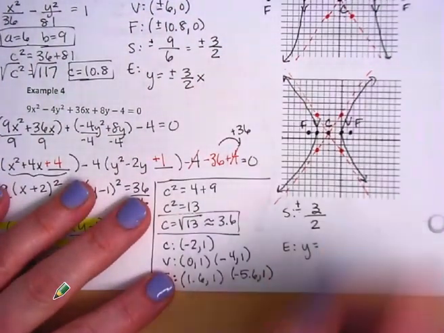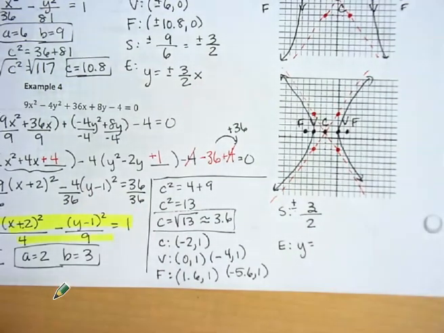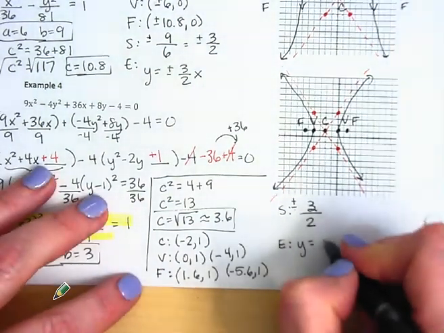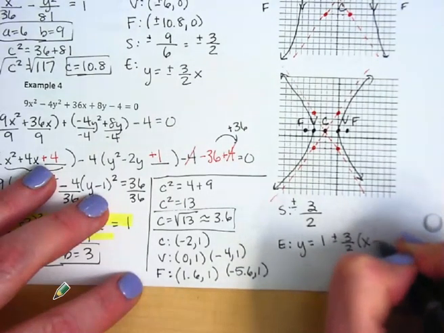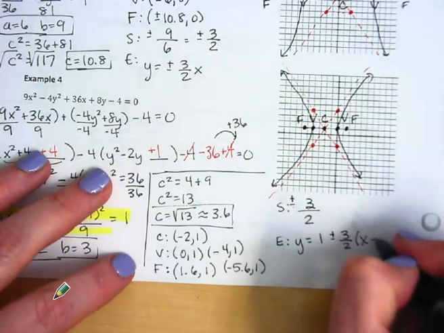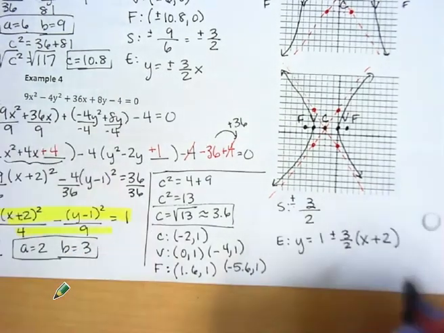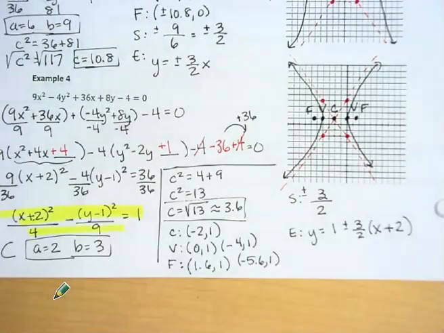So Y equals K, which was 1, plus or minus my slope times X minus my H value, which was negative 2, so that's going to make this a plus 2. And there is the end of the video.